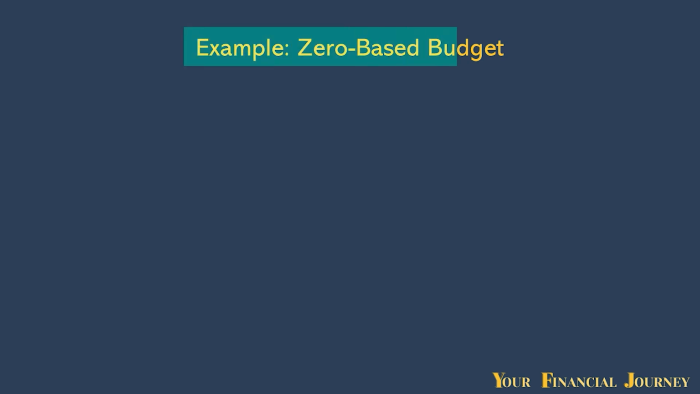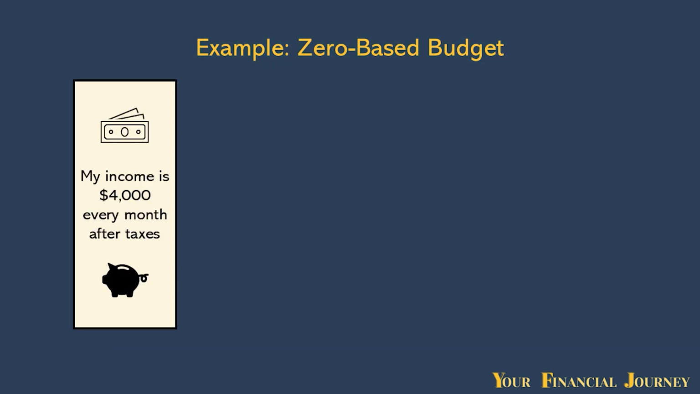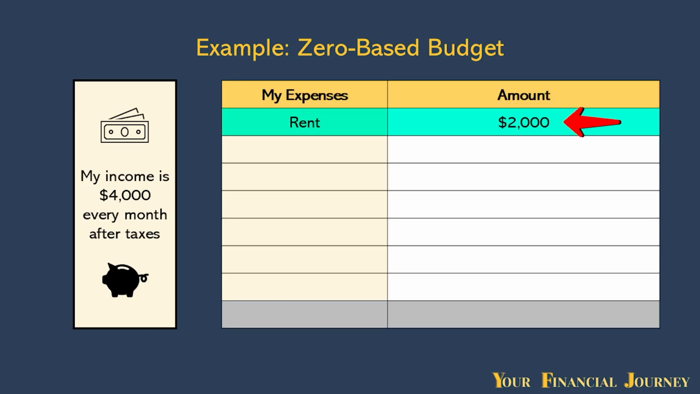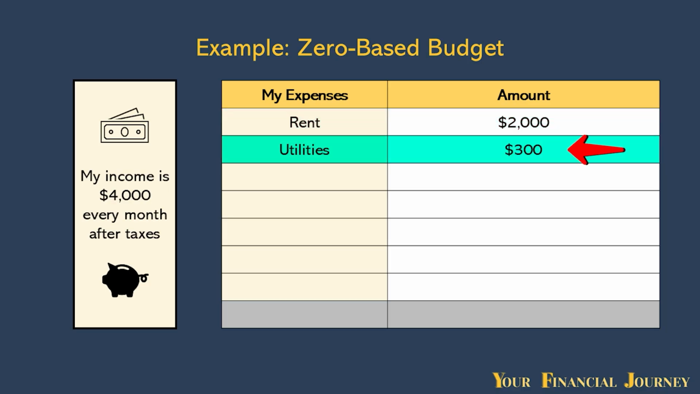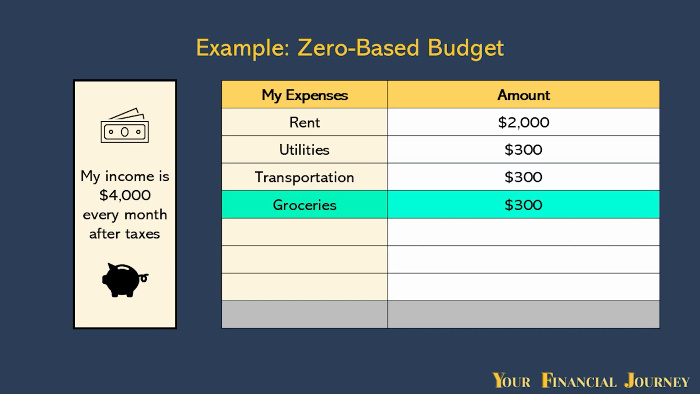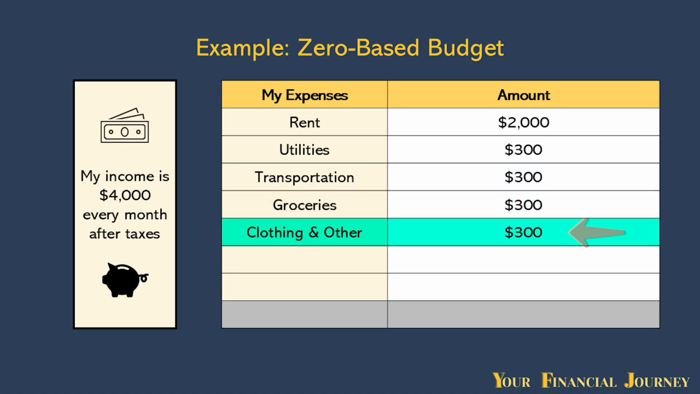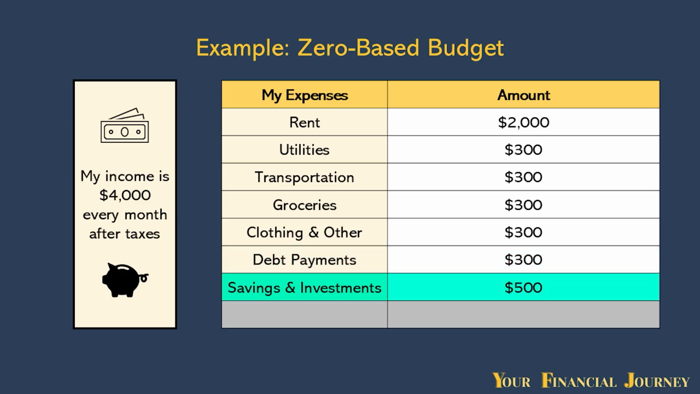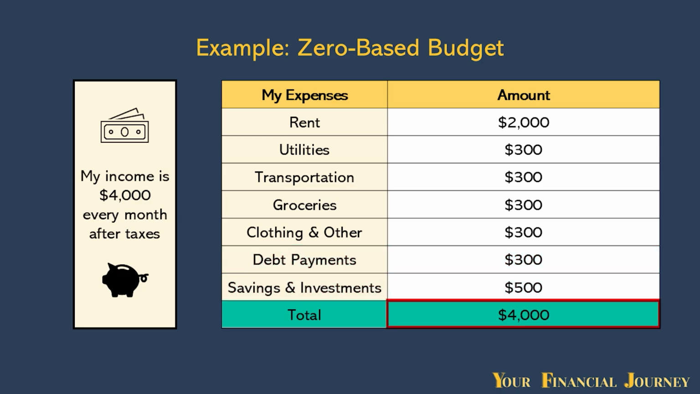Let's take an example of a simple zero-based budget and pretend that my income is $4,000 every month after taxes. To the right of that are my expenses. Rent is $2,000. Utilities are $300. Transportation is $300. Groceries are $300. Clothing and other is $300. Debt payments are $300. All savings and investments are $500. All these expenses, or bills, added together total $4,000, which is exactly what my monthly income is.